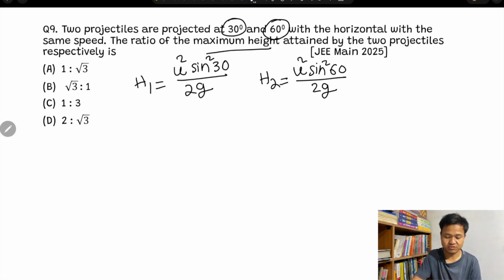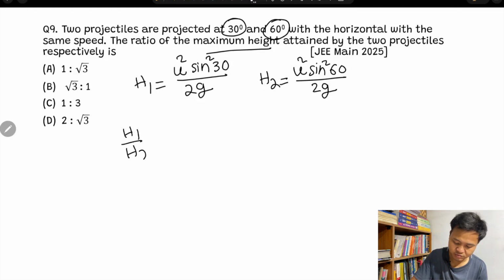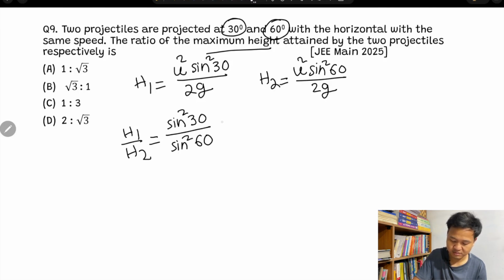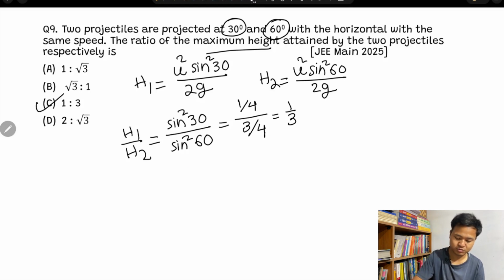Ratio, so just divide these two. Okay, so if you divide, what will you have? h1 by h2. Everything gets cancelled out. If you divide, u square and 2g get cancelled out. You'll have sine square 30 divided by sine square 60. Sine 30 is 1 by 2, squared, so that means 1 by 4. Sine 60 is root 3 by 2, so root 3 squared is 3, by 2 squared is 4. So I will have here 1 by 3. Answer is what? 1:3.